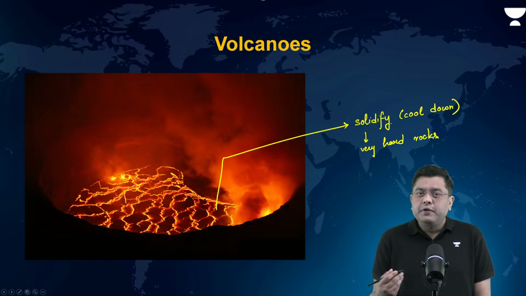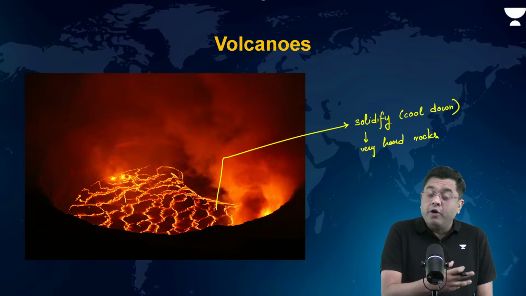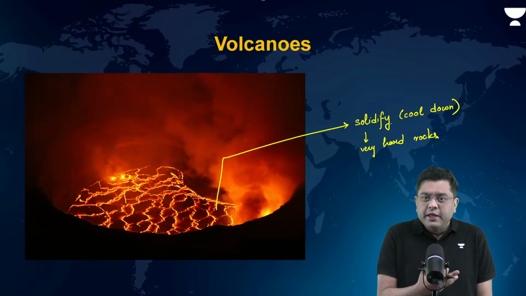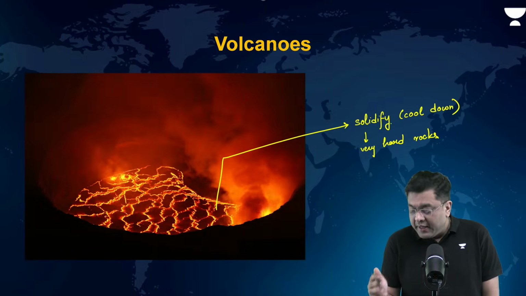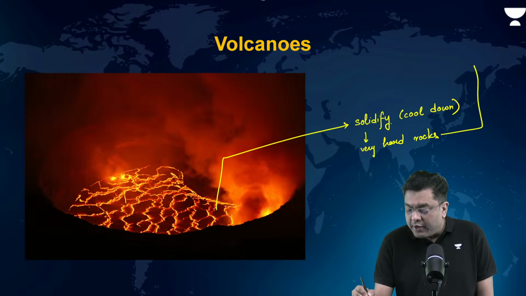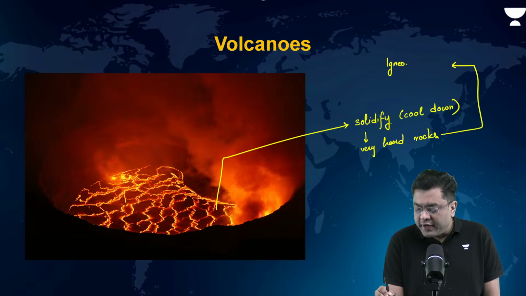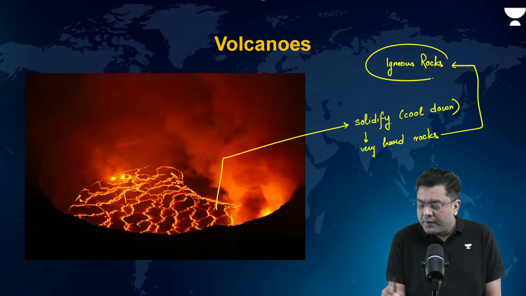Now, these rocks have been produced from something which was on fire, something which was burning. That is why the rocks produced from this activity are known as your igneous rocks. Igneous referring to fire. Okay.